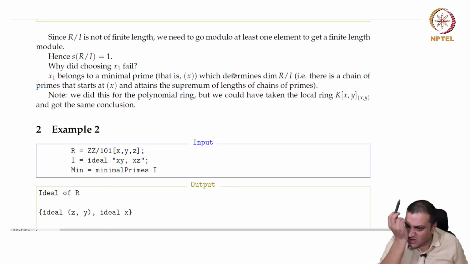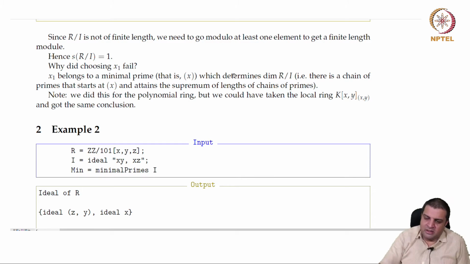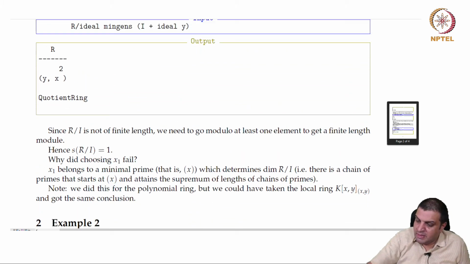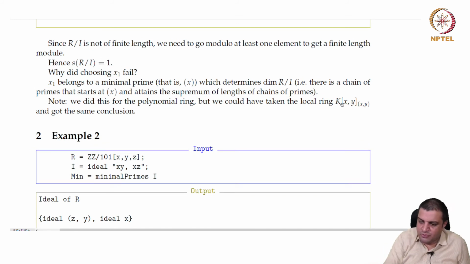Yeah. So one thing to note at this point is, we did this for the polynomial ring, but we chose elements inside the maximal ideal (x, y) all throughout, so that if you just localized at the maximal ideal (x, y), we would have gotten the same conclusion.